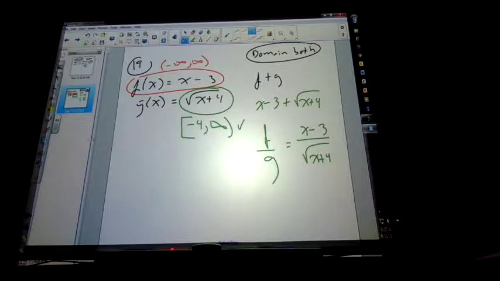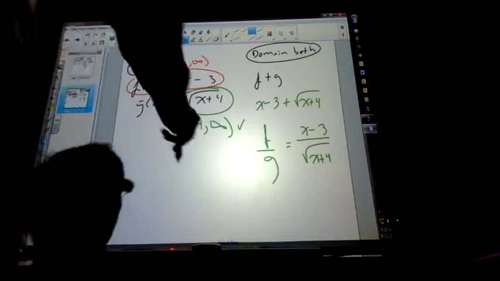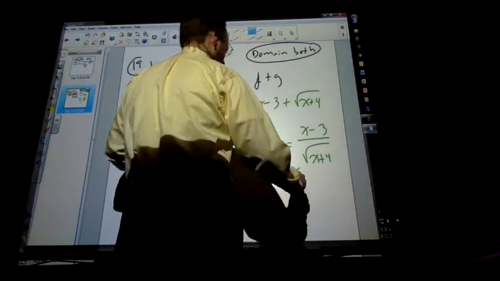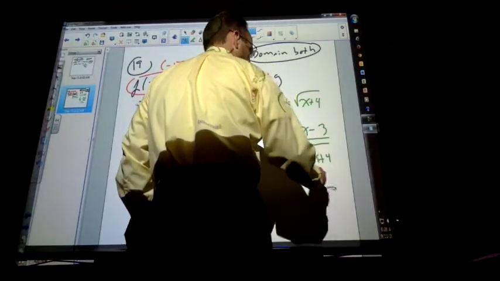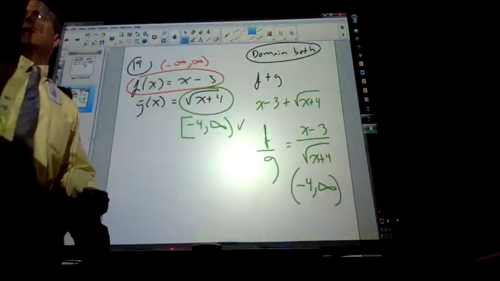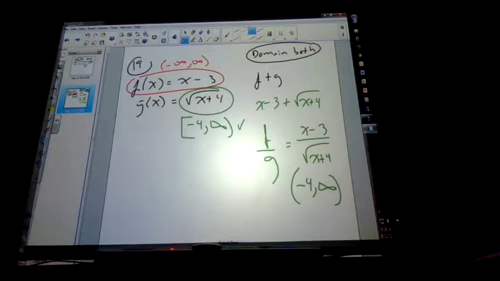If I plug negative 4 into the denominator, what do I get out? 0. So what can you tell me about the negative 4? Is it square bracket or round bracket? Round bracket. So the domain of f over g in this particular one is going to be round bracket, negative 4 to infinity. Is this a tighter or more restricted domain than the original?